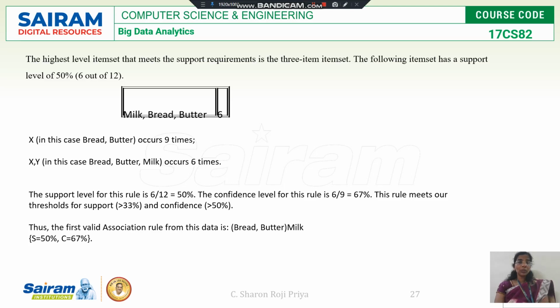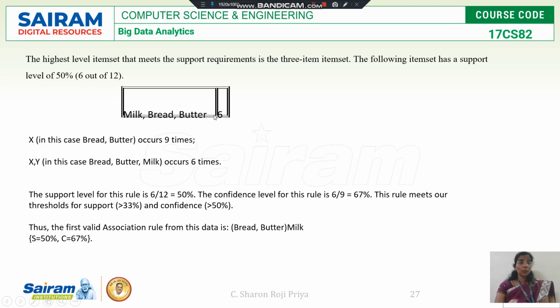Now I am supposed to make the association rules. With a frequent item set only, I can make the association rule. While making the association rule, you know the format X tends to Y. Some items should be in the LHS and some items should be in the RHS. Now I am going to take bread and butter in LHS and milk in RHS. So all together this is 3, 6.